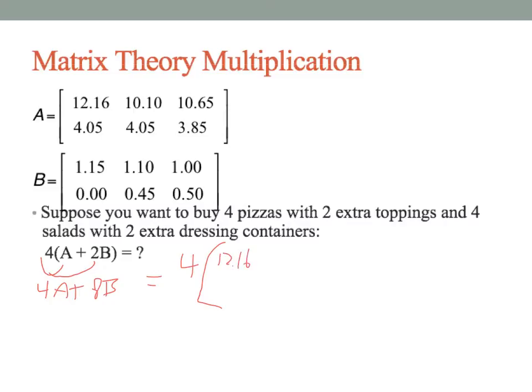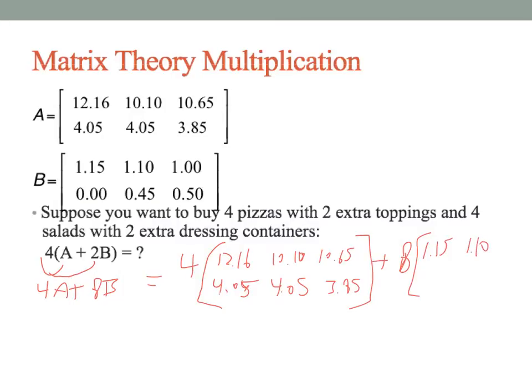times 12.16, 10.10, 10.65, okay, so 4 times all of that plus 8 times matrix B. Sorry, let's just say 45 and 0.5.